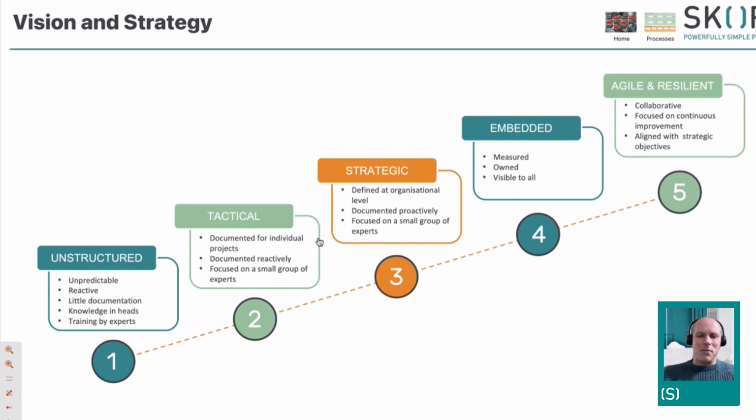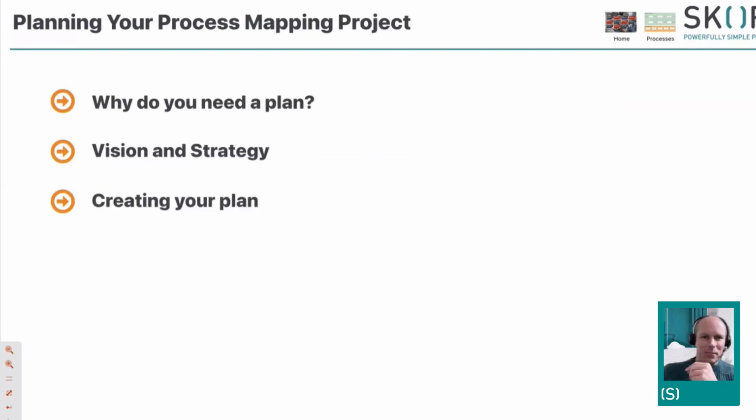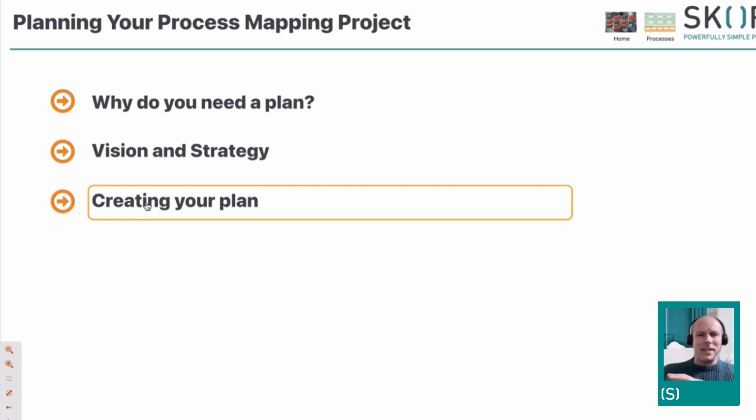So again, just to reiterate, what I'm talking about here is moving from tactical to strategic. We want to get to a point where we've got an organizational view of all the processes. So again, important to define that vision, understand the strategy. How far are you going up there? What are the steps you're taking? And where are you now? So then you can start moving on to actually creating the plan.